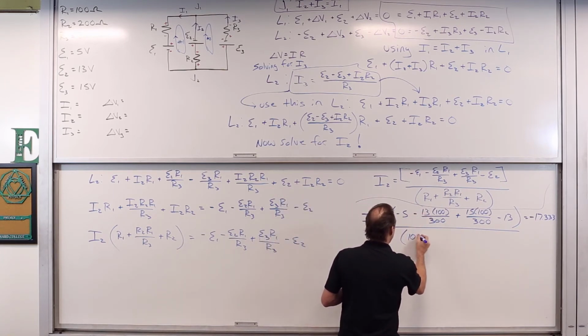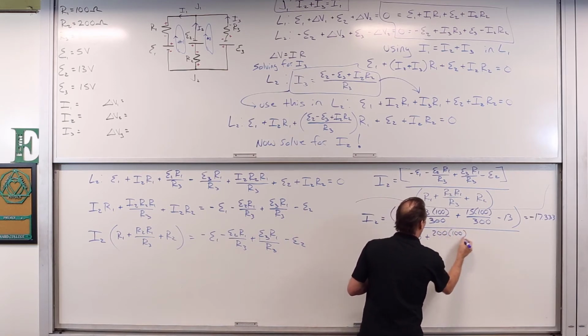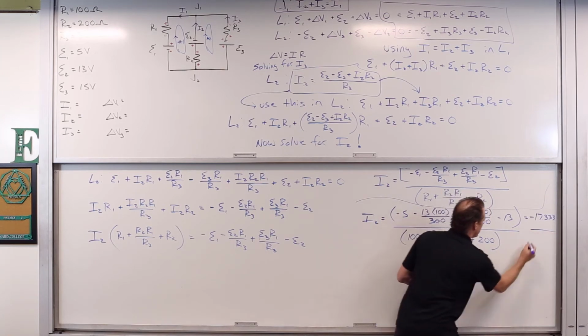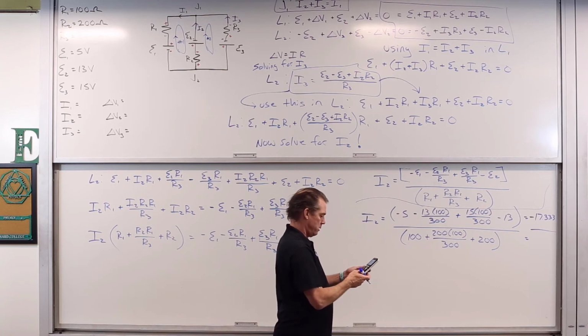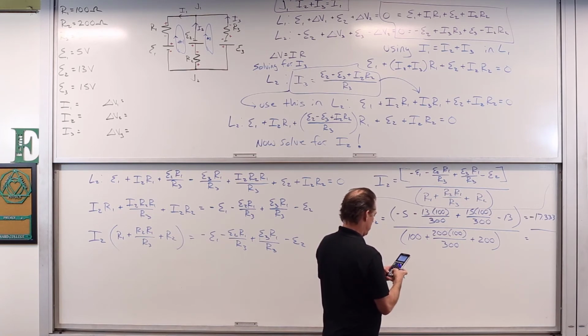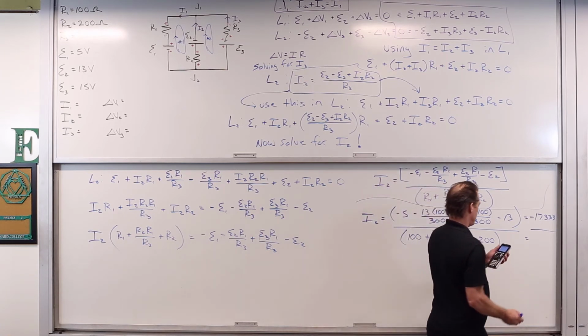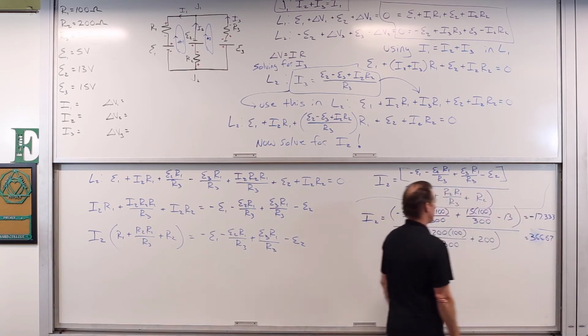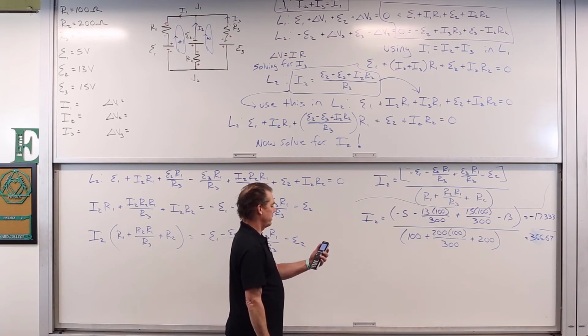And then, of course, we've got this bottom part. It's going to be divided by 100 plus 200 times 100 divided by 300 plus 200. That doesn't seem right to me. 100 plus 200 times 100 divided by 300 plus 200. Yeah. All right, 366.667. I'll just say 0.6. All right, 200 times 100 divided by 300 plus 200.